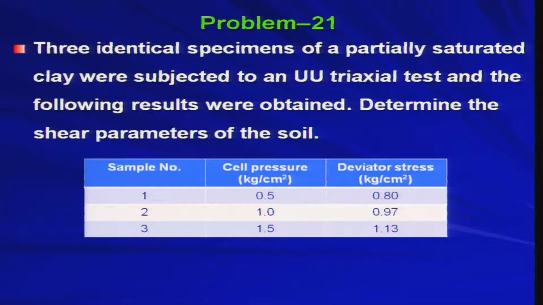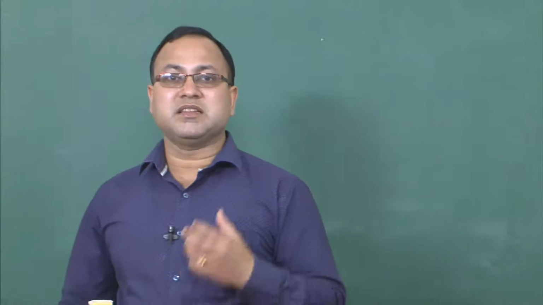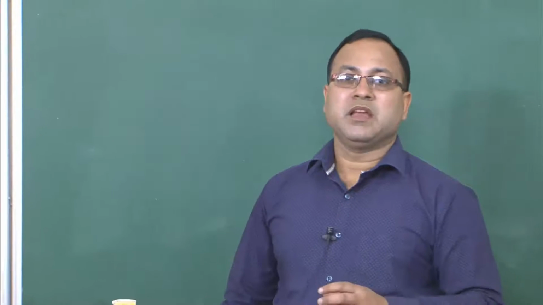Now, we will take the second problem. The next problem says that 3 identical specimens of a partially saturated clay were subjected to an EU triaxial test and the following results were obtained. Determine the shear parameters of the soil. Basically, in this problem we are going to determine the shear parameters, meaning the shear strength parameters, that is C and phi, the cohesion and angle of internal friction.